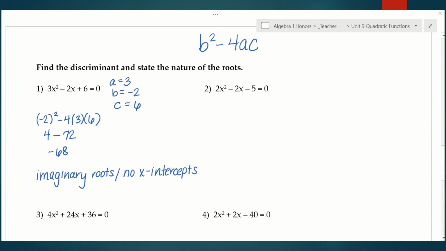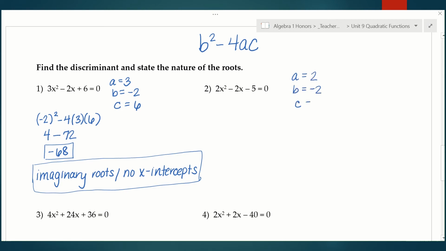When it says find the discriminant, we found the discriminant, and when it says state the nature of the roots, that's what this is. These are the nature of the roots, so it's kind of answering both parts there. Same thing for number 2. This is already in standard form, so I'm going to list out my a, b, and c, my coefficients for each of my terms.